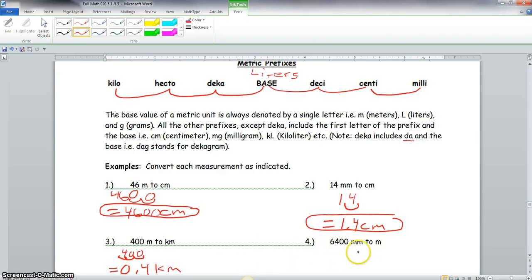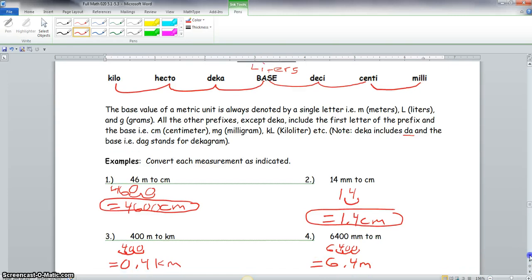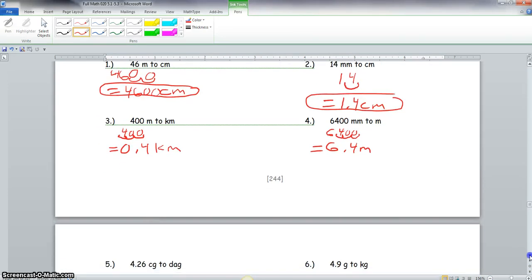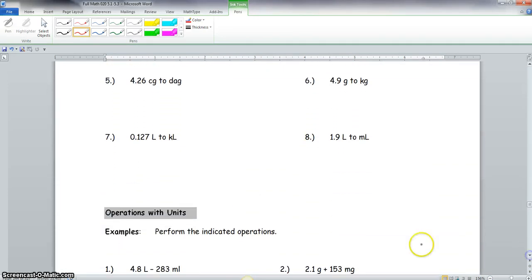Okay, now for number 4, we have 6,400 millimeters to meters. So we will go from milli to the base. So you could go 1, 2, 3 places to the left. So we'll take this 6,400. We know a decimal is at the end, and we move it 3 places to the left. So our final answer here would be 6.4 meters. Okay, now this covers the first page. Now we go here to the second page.